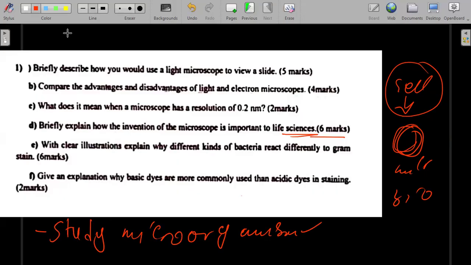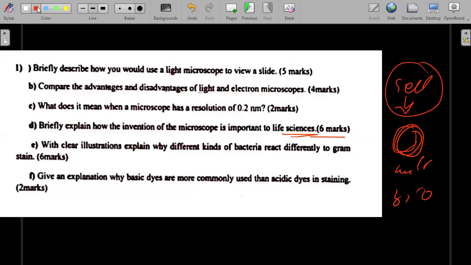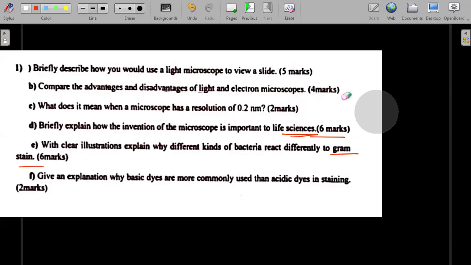So let's go to part E there. Part E is saying, with clear illustration, explain why different kinds of bacteria react differently to gram stain. So why do they react differently to gram stain? We did gram staining, and I'm sure you've also learned this in class by now. So why do you think different kinds of bacteria react differently to gram stain?